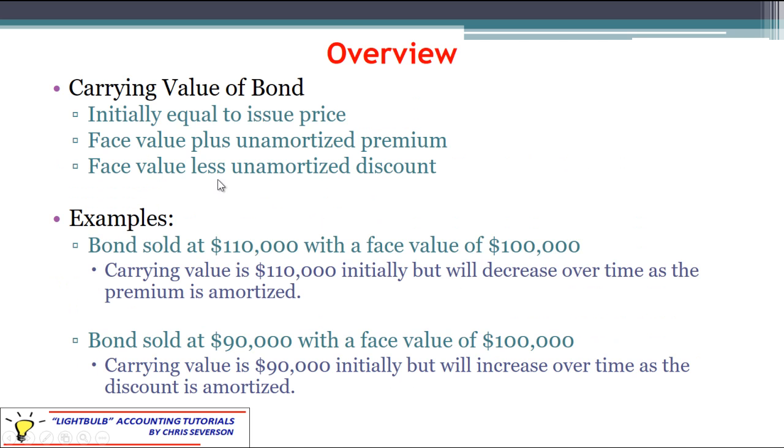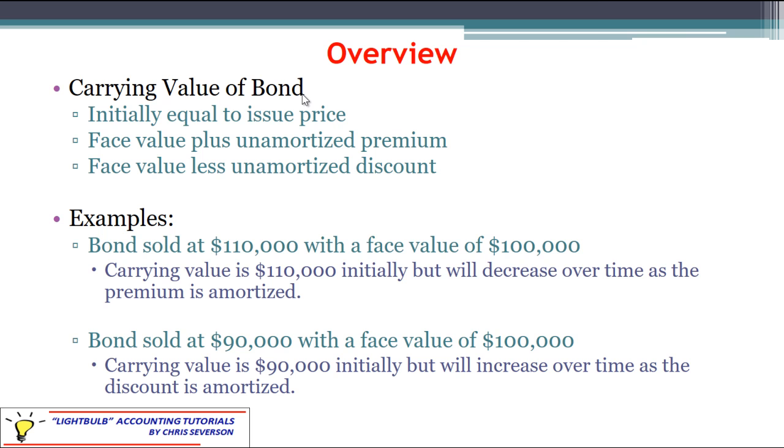So in this case, we're going to talk about the term carrying value. We've already covered par value, which is face value. That means that's what's stated on the face of the bond. The carrying value, if it's issued at par, will be the same thing. However, if it's issued at a discount or premium, it's going to be a different amount altogether.